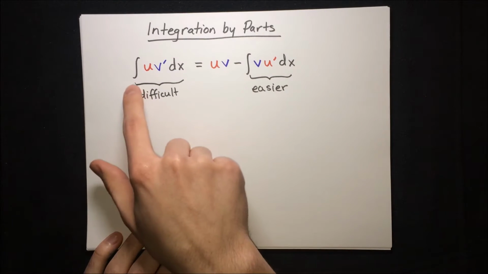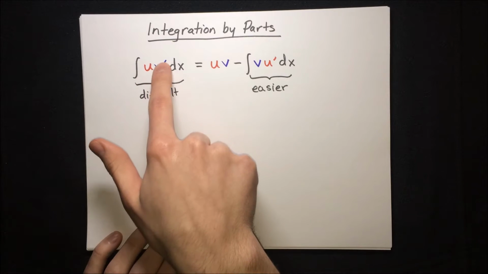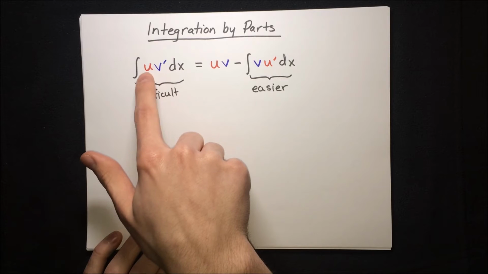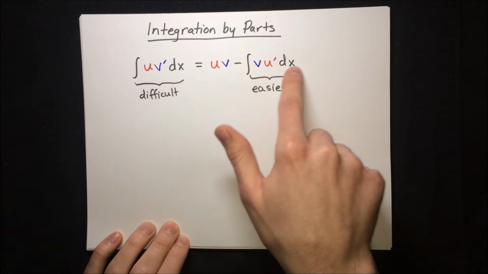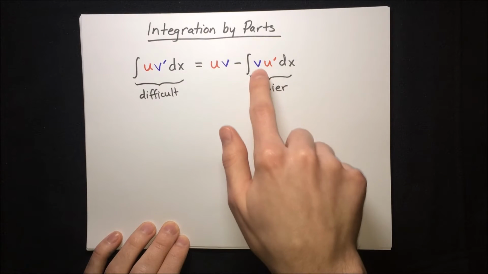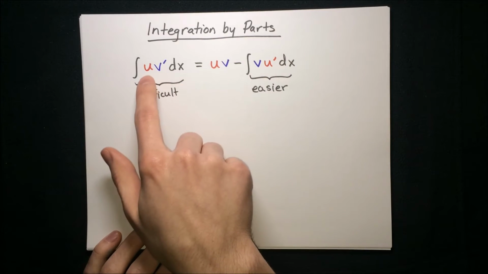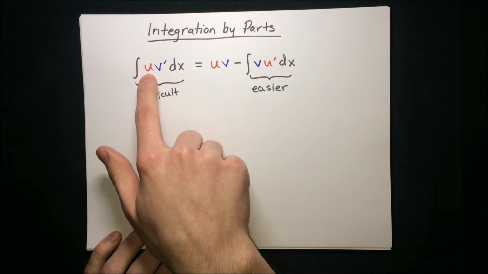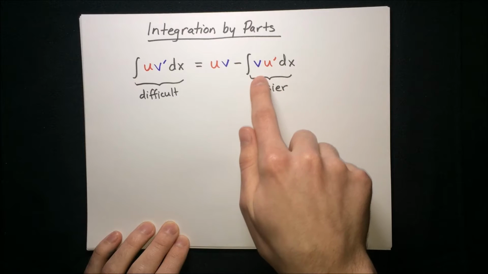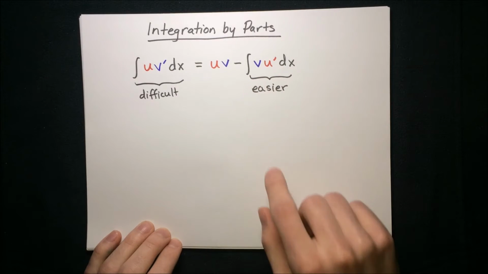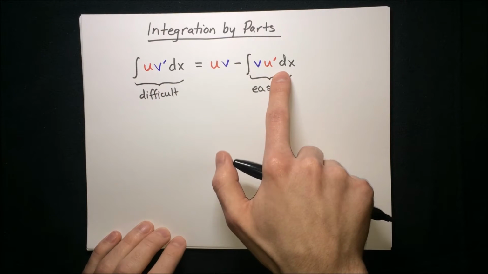The main idea is that we can start with a difficult integral and then pick some terms to represent u and v prime within the integral. Then, using our choices for u and v prime, we can re-express this integral as a different expression which involves an easier integral, v times u prime, inside the integral. So the tricky part is really figuring out what inside of the integral we should choose as u and what we should choose as v prime, so that the integral of v and u prime is an easier integral to compute.